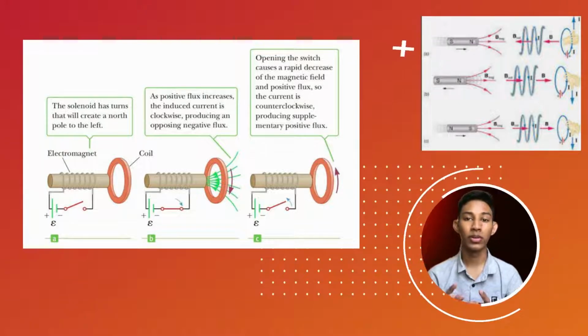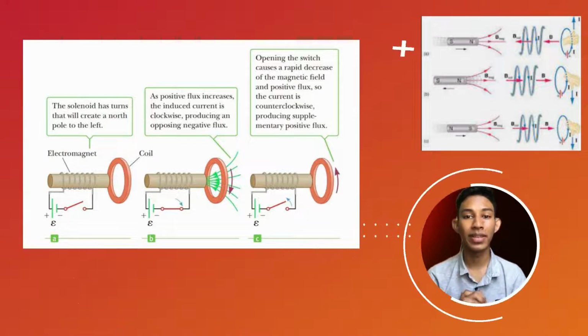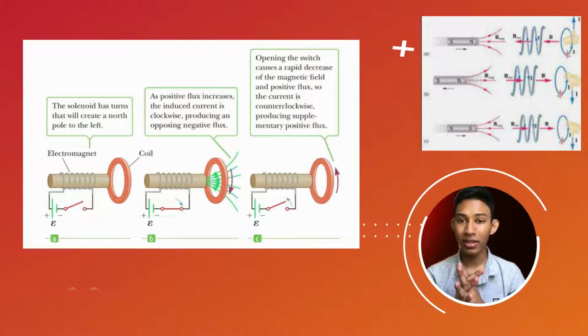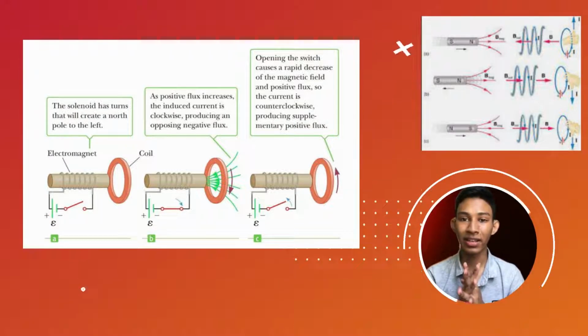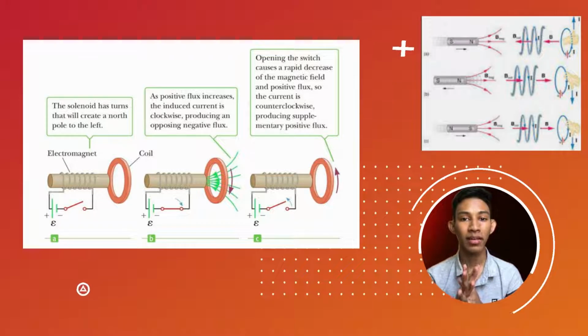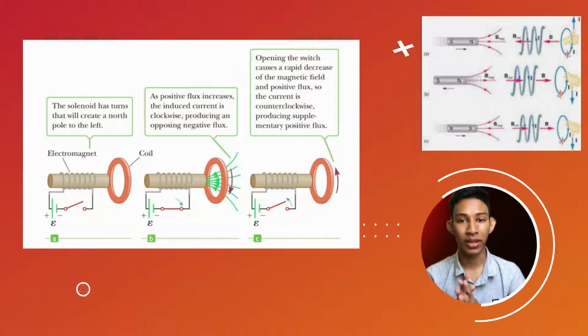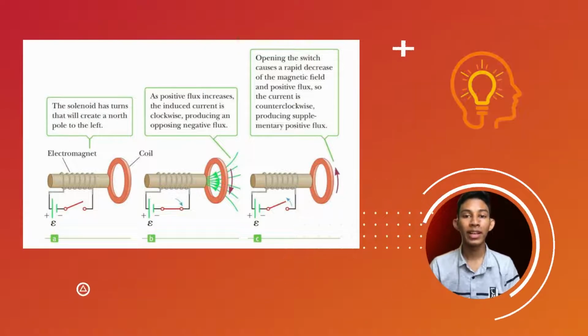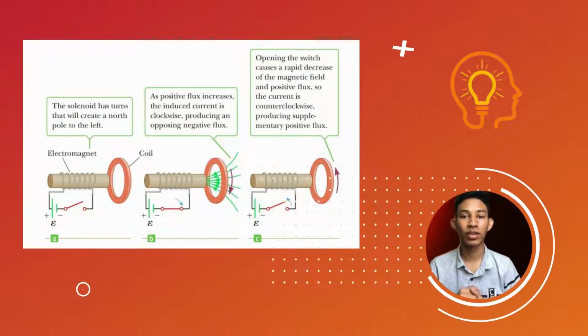When the switch is closed, the current in the solenoid begins to increase and the magnetic flux through the coil is positive and increasing with time. Therefore, the induced current in the coil must create negative magnetic flux to counteract the increasing positive flux created by the current in the solenoid. That requires an induced magnetic field directed to the right through the coil.